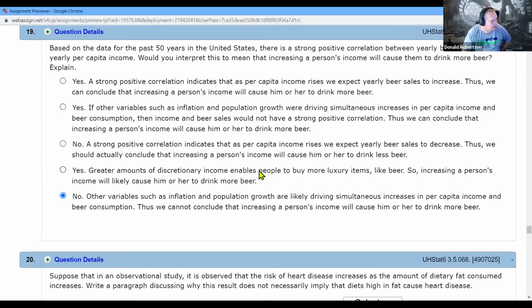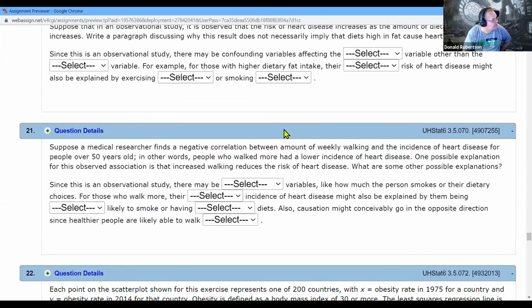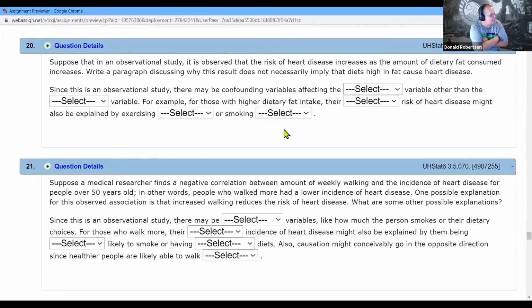And 4 chances. I'm not answering that question. 20 then. Suppose that an observational study. Observation. Okay.